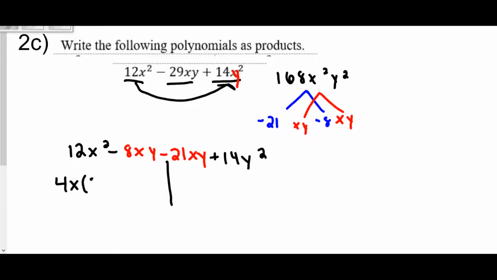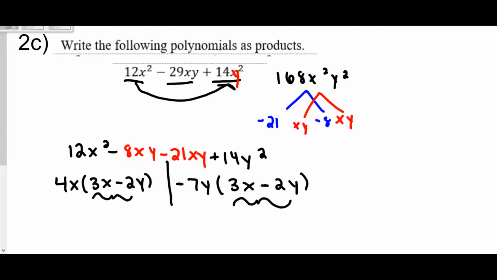So that leaves us with 3x minus 2y. Now, whatever you get in the parentheses over here has to match the parentheses you get over here. So in order to do that, we have to pull out a negative 7y. And that would leave us with 3x minus 2y. These match, so you know you did them right.